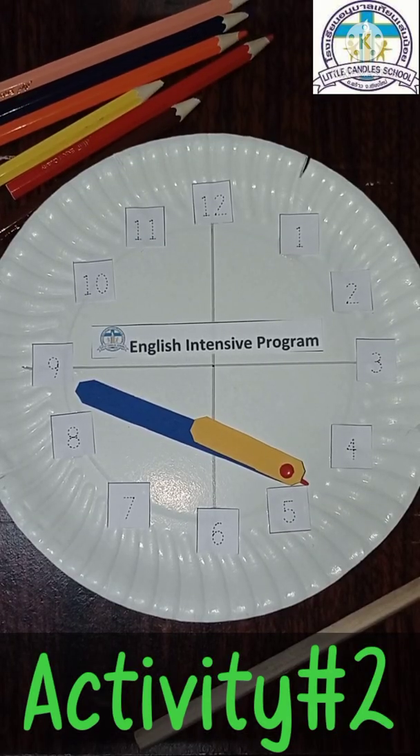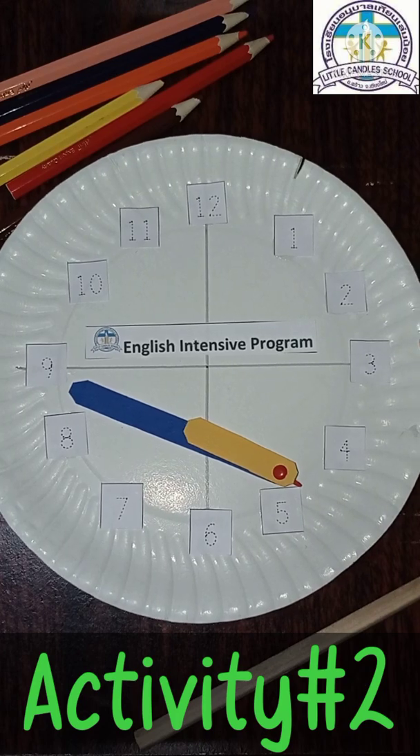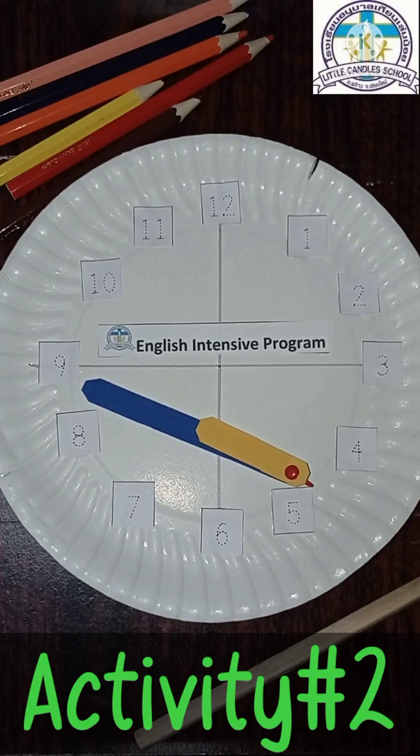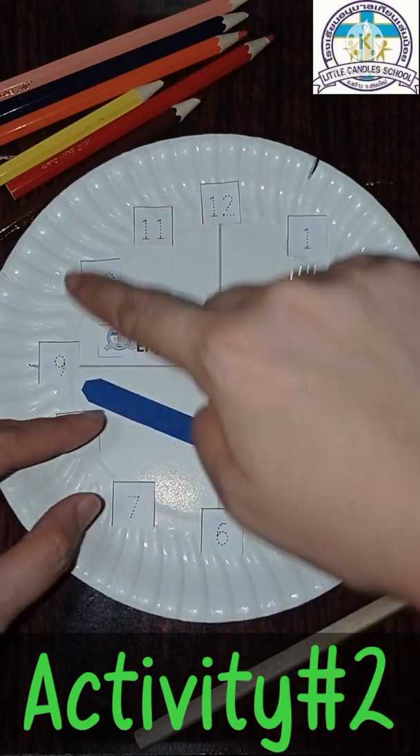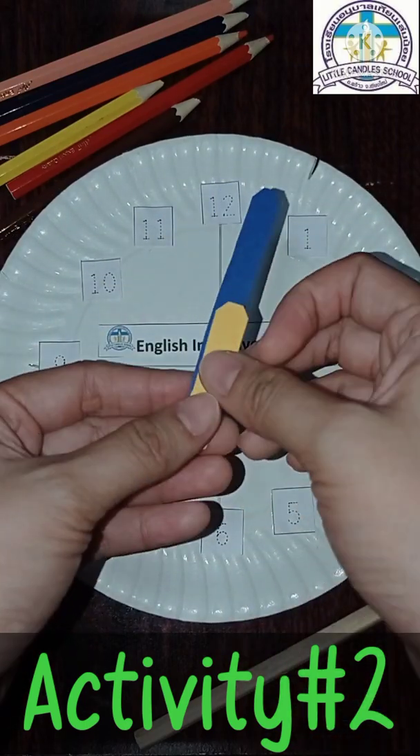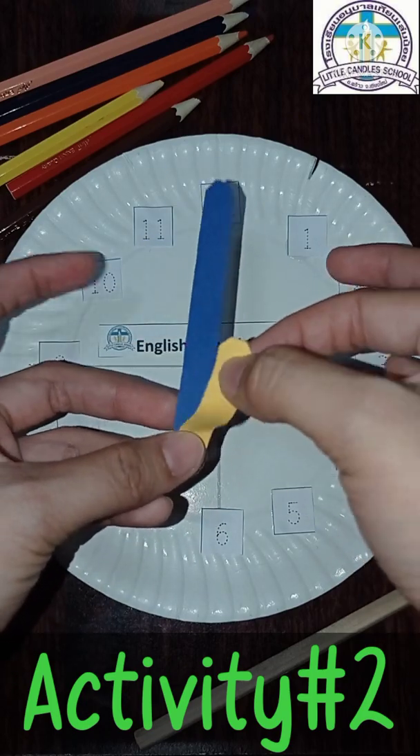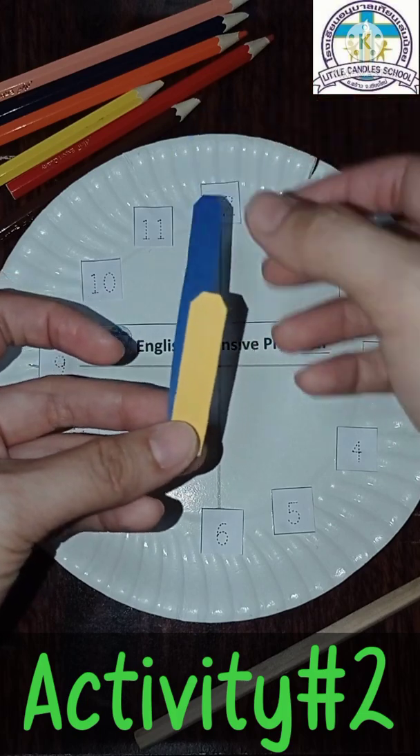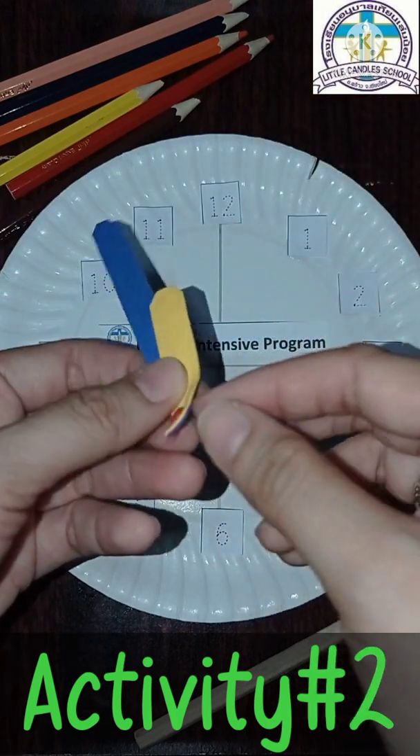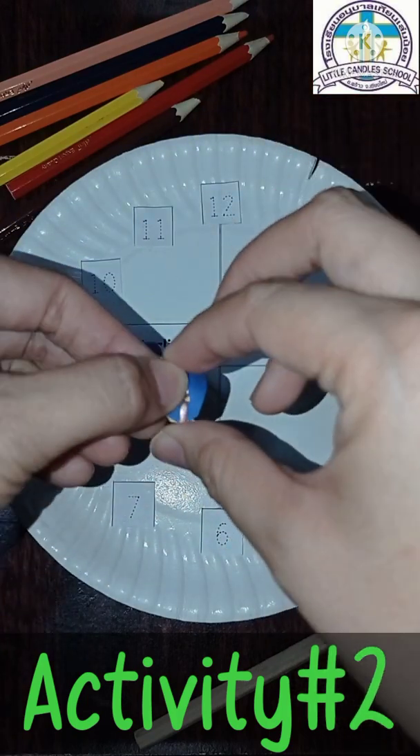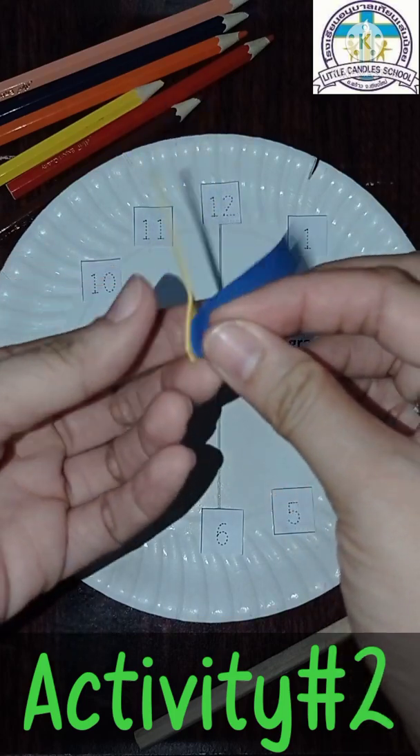Activity 2 on EIP. Our topic is time. So you can see that we gave you a package paper plate with numbers from 1 to 12. And then this one will be your hands for the clock. We have the short hand and the long hand. So you have a pin here. Look at the back.